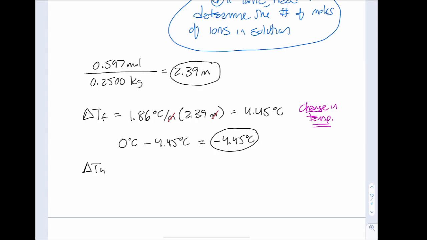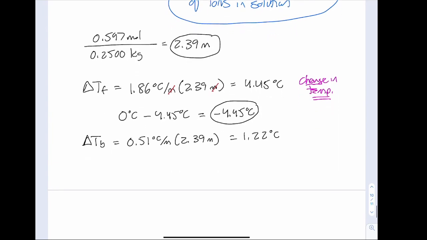Similar process with boiling point. Its constant was 0.51 degrees Celsius per molal. Multiply it by its molality. And I'm grabbing my calculator again. And I end up with 1.22 degrees Celsius. And then again, this is my change in temperature, right? We're solving for delta T, not T.